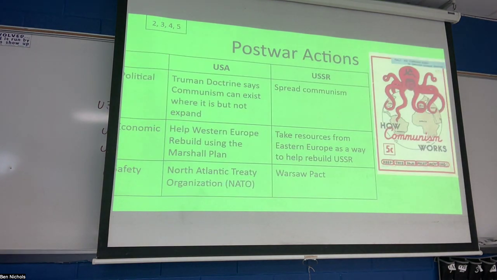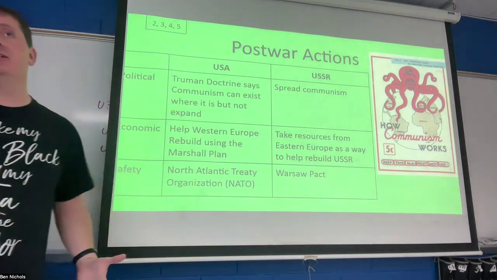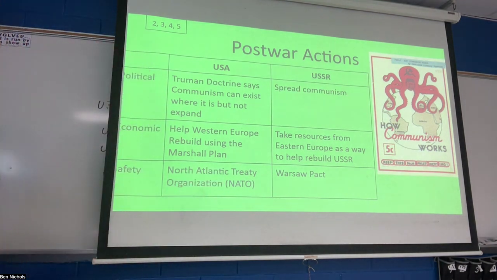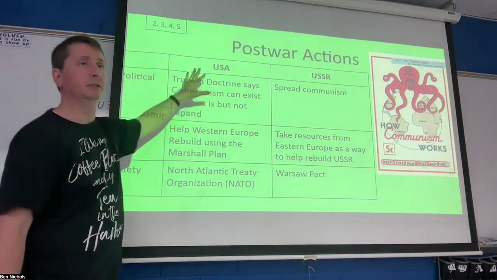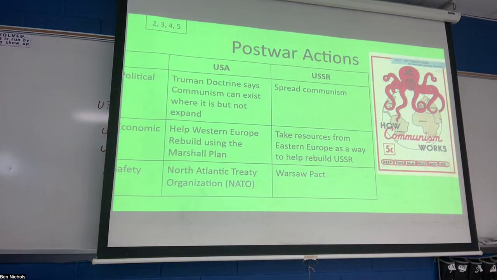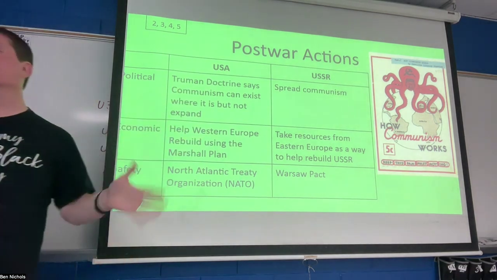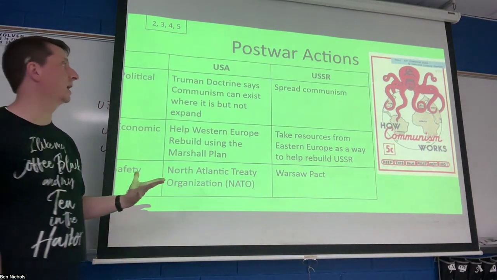As far as actionable things that they did, these are the actions they took. And this corresponds with 2, 3, and 4. For example, politically, the Truman Doctrine. The USA enacts the Truman Doctrine. The Truman Doctrine says communism can exist where it does. We're not going to try to stop that, but we are going to try to stop communism from spreading. So communism is not allowed to expand according to the Truman Doctrine.